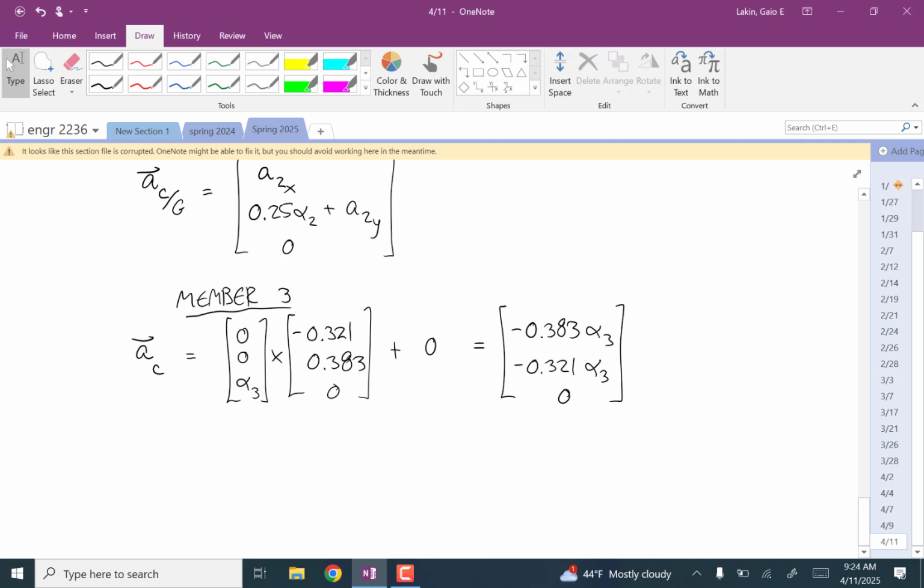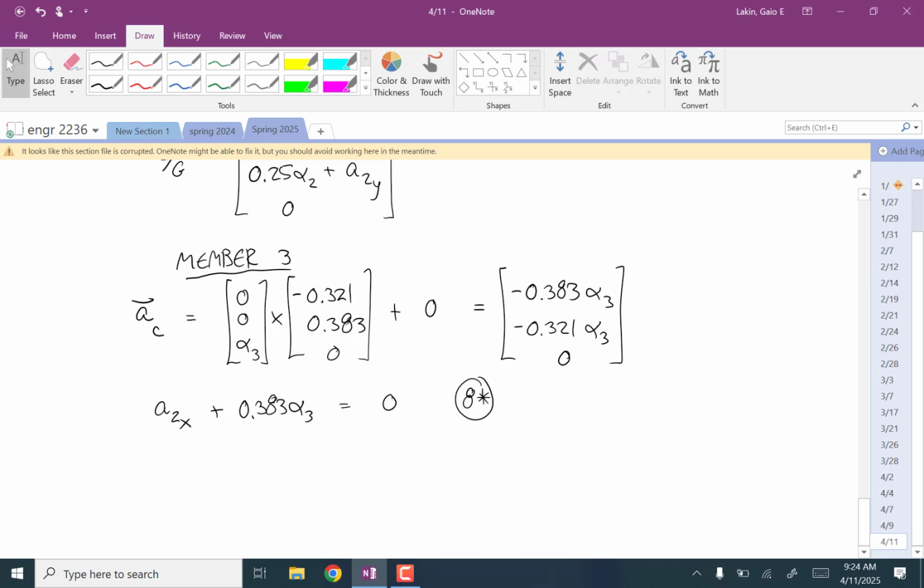And so our equation 8 says a2x plus 0.383 alpha 3 is equal to 0. And our equation 9 says 0.25 alpha 2 plus a2y plus 0.321 alpha 3 is equal to 0.